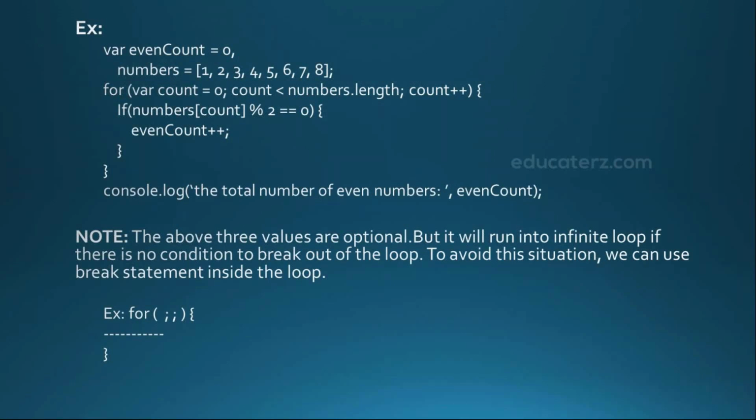So here, after going through each and every loop, I am just printing a console log saying the total number of even numbers with the even count value. So here I have eight numbers. In that 2, 4, 6, 8 are even numbers. So my even count becomes 4. So this is one of the advantages of using the for loop, and this is how we will be using it.